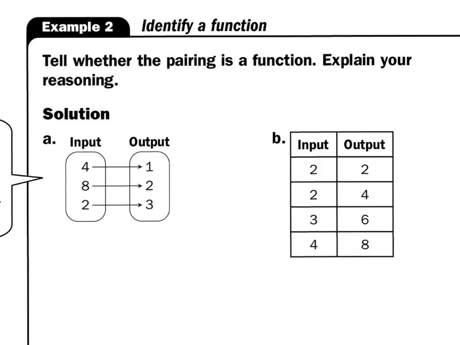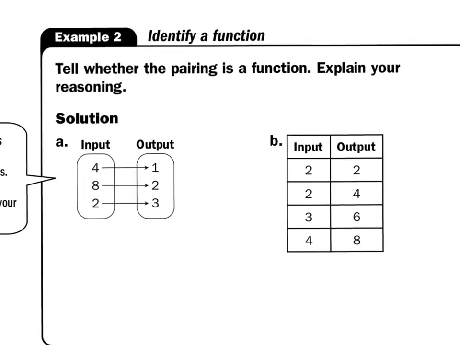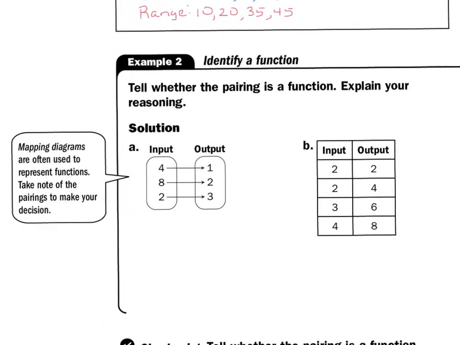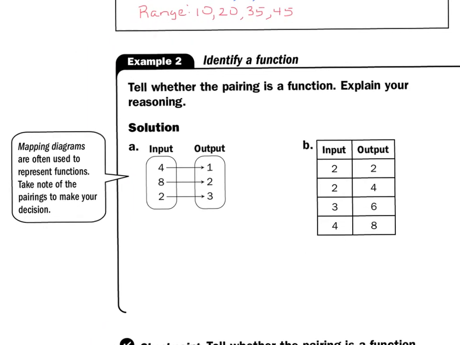In example 2, we're going to tell whether the pairing is a function and explain our reasoning. There's a box off to the left pointing to this mapping diagram. Mapping diagrams are used to represent functions. It says take note of the pairings to make your decisions. So 4 is paired with 1, 8 with 2, and 2 with 3. Well, A is a function.